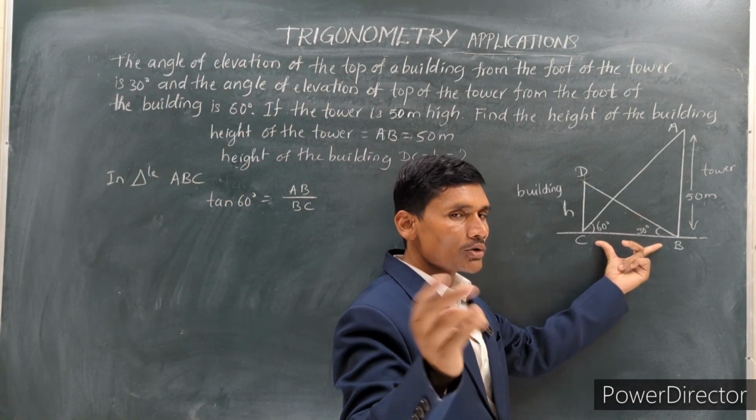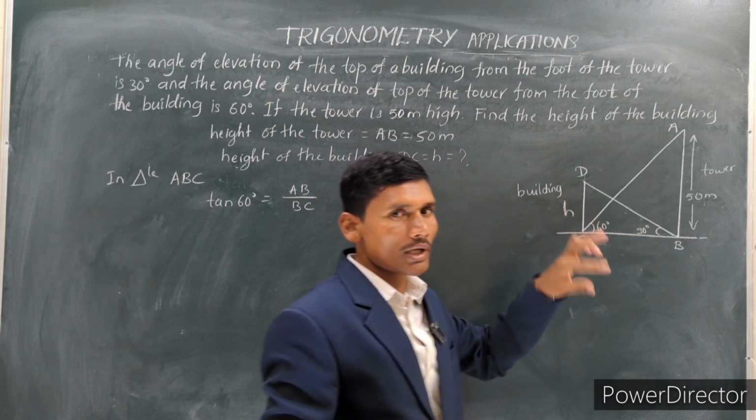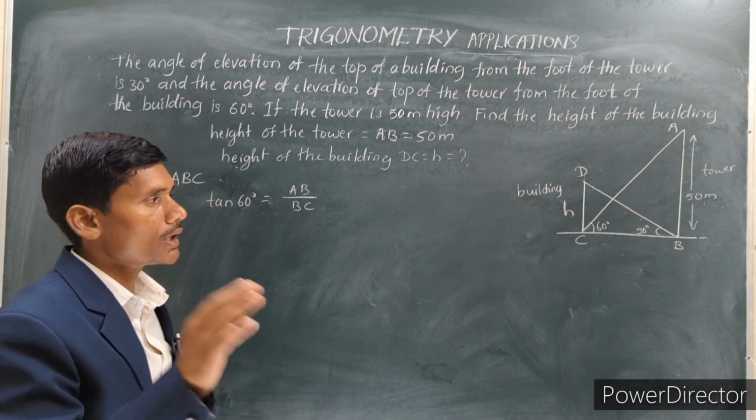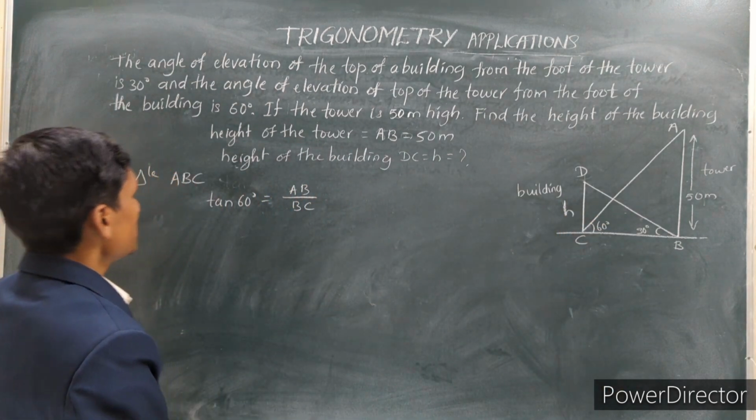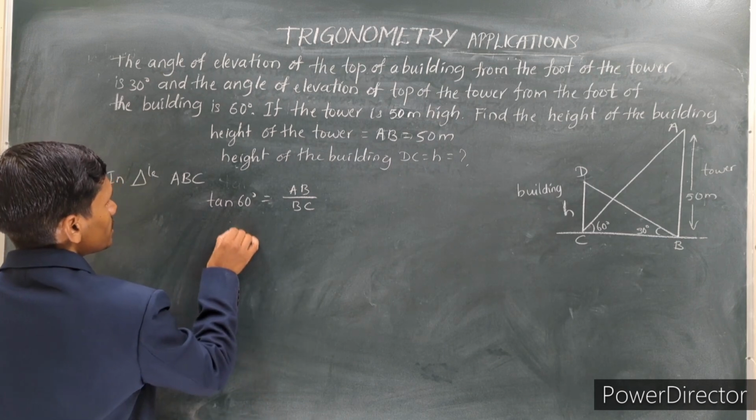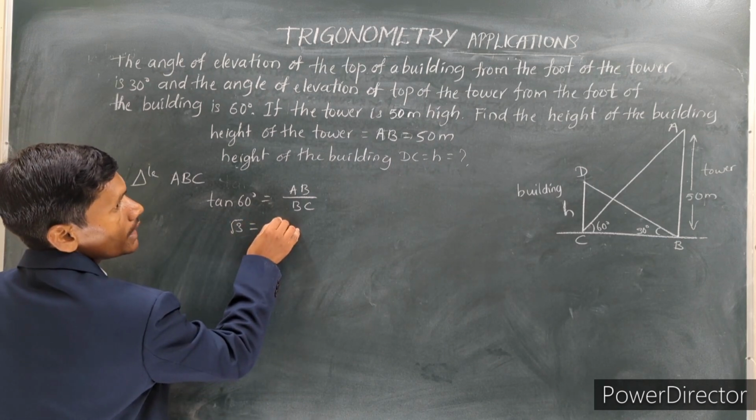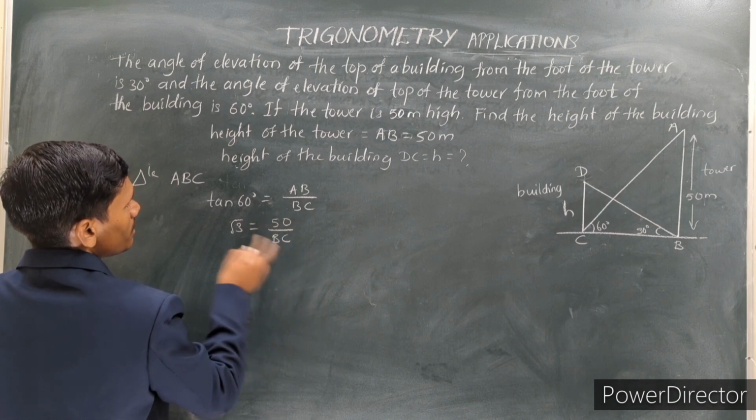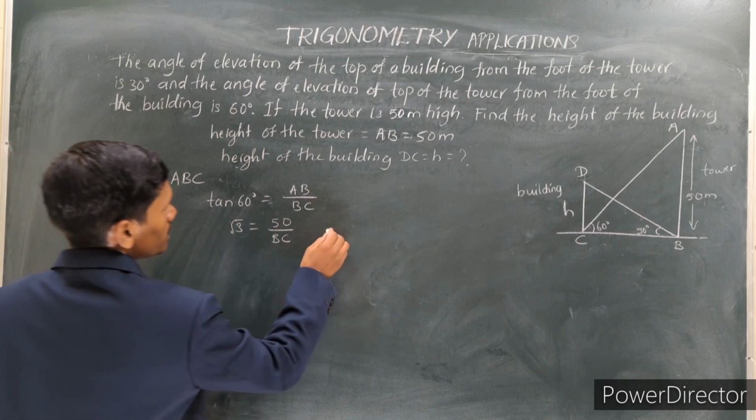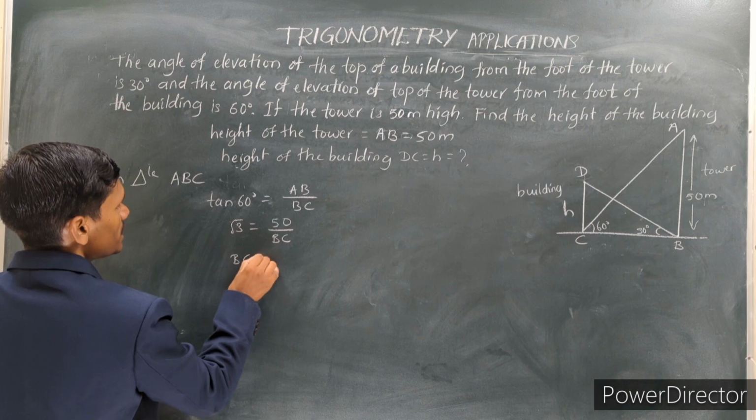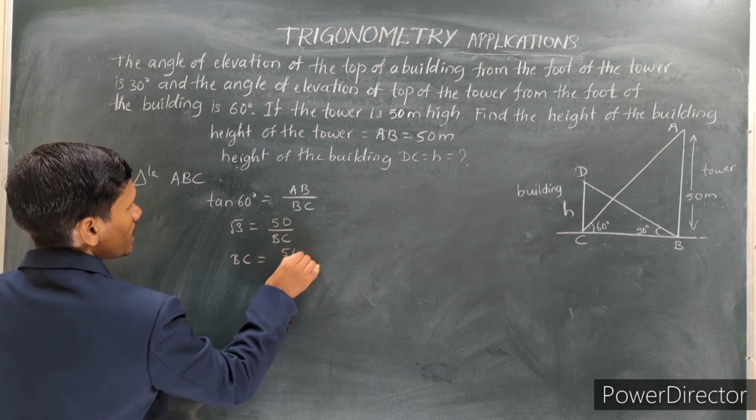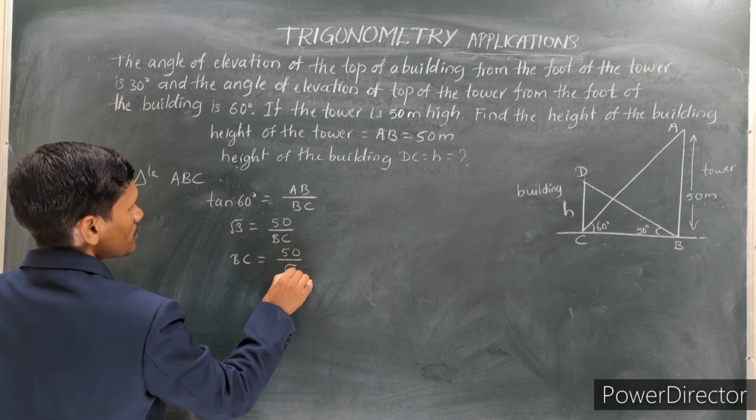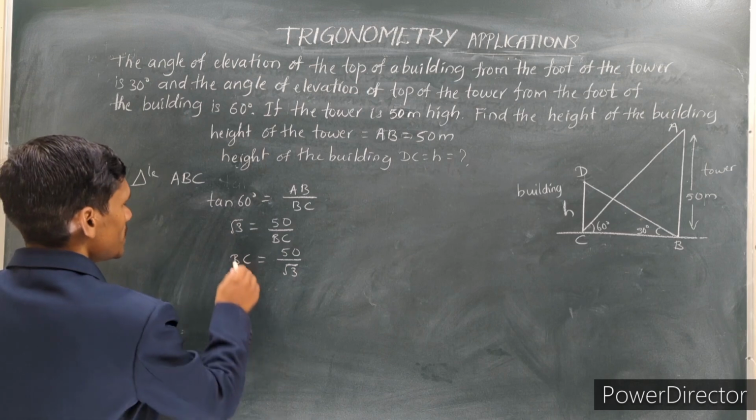Now one more thing I am telling you. Since BC is common, you have to separate BC first in both the triangles, so that you can compare and get one of the sides there. Now tan 60 is root 3, equal to AB, which is 50 meters, divided by BC. Separate BC now, bring it to this side. This implies BC is equal to 50 by root 3. Okay, BC you got now.